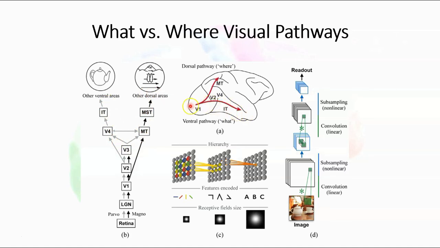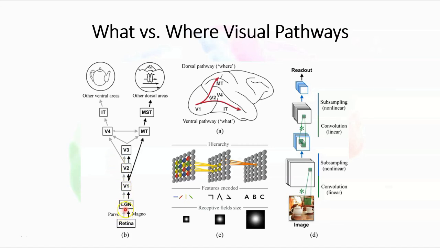The ventral stream is also called the what system because it processes information for object recognition, for example, color and form, while the dorsal stream is also called the where and how system because it processes information for motor actions like locations and motions of the objects.